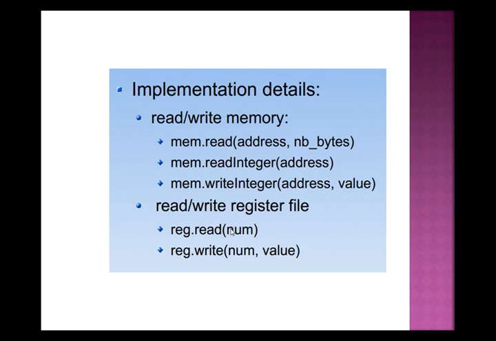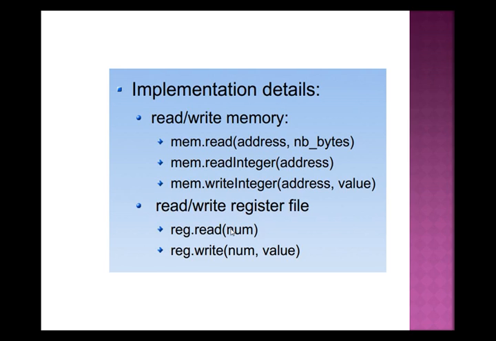These are the implementation details, meaning what details we require for the implementation of Y86. First one is read-write memory, that is memory.read with address and NB bytes. That is using the memory, using the dot operator for fetching the memory, and there are two arguments inside the parenthesis.